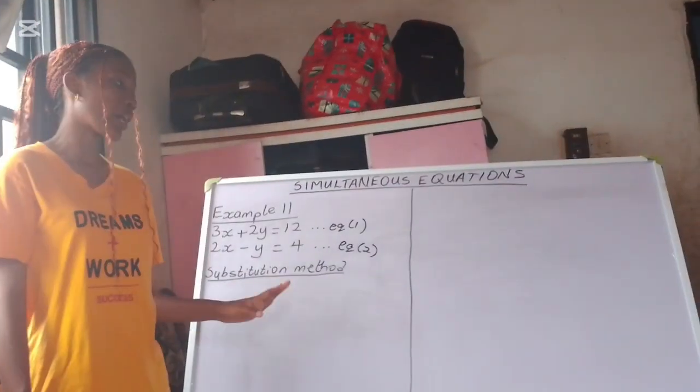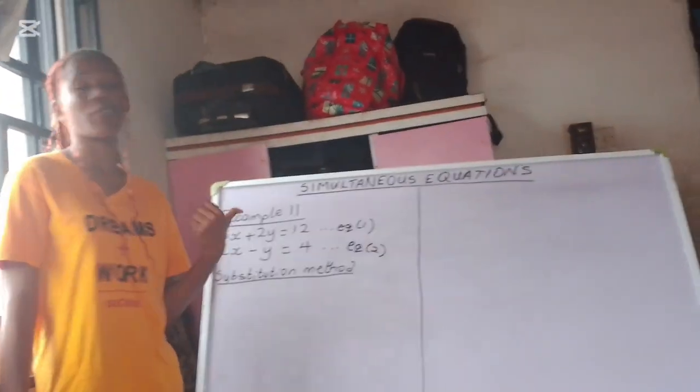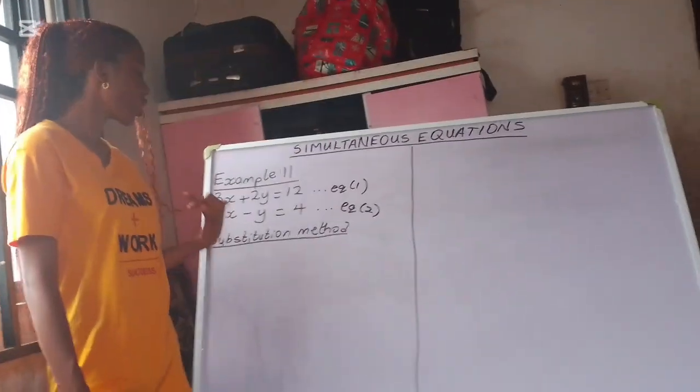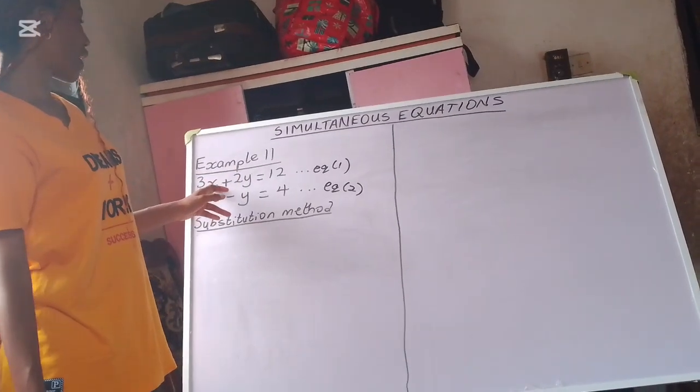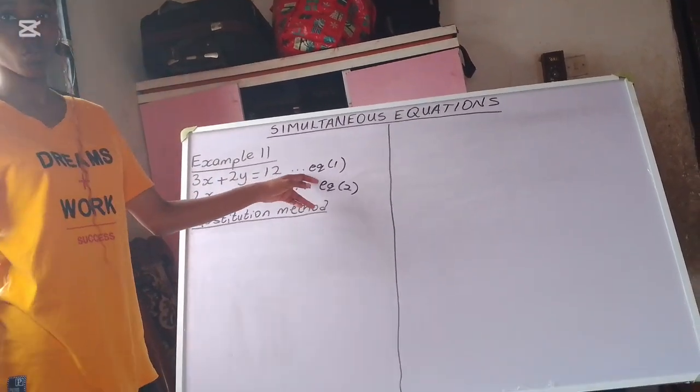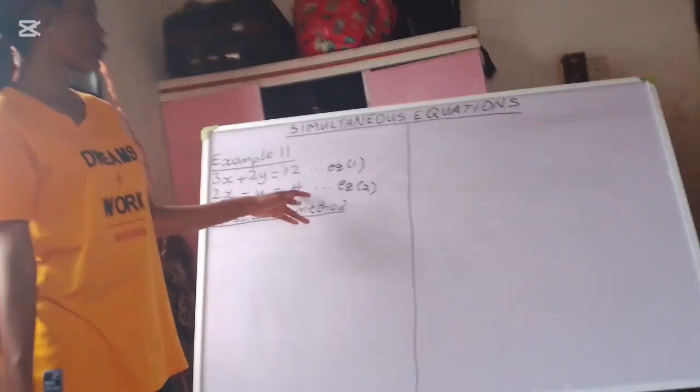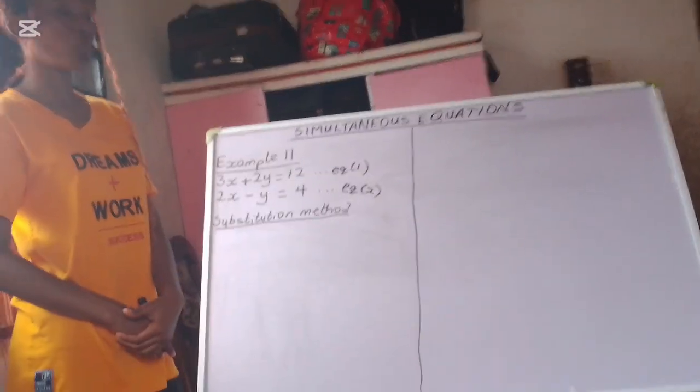So, in our last video, we were trying to learn how to solve simultaneous equations using the substitution and the elimination method. So, welcome to part 2. In this part 2, we are going to start off by solving this two variable simultaneous equation. I've already named them equation 1 and equation 2. We have 3x plus 2y equals 12 as equation 1 and 2x minus y equals 4 as equation 2.